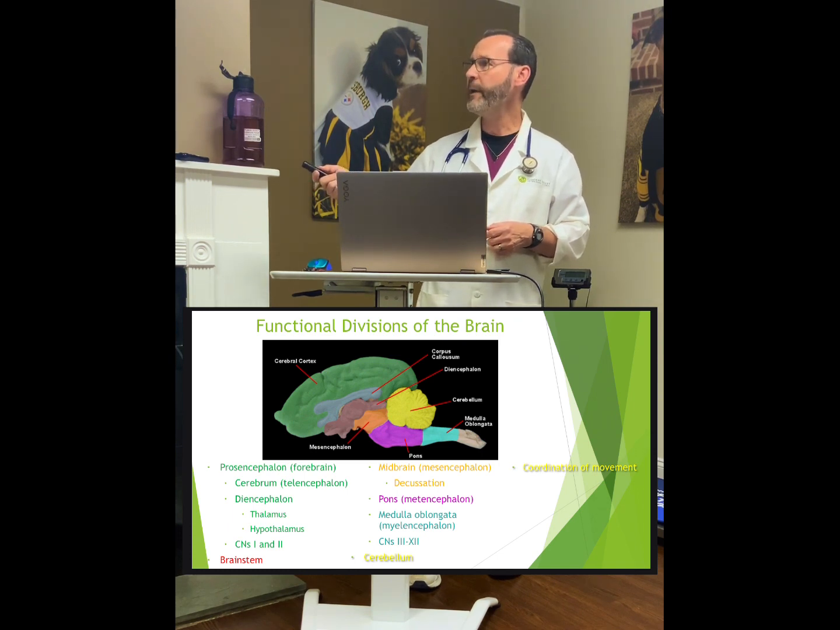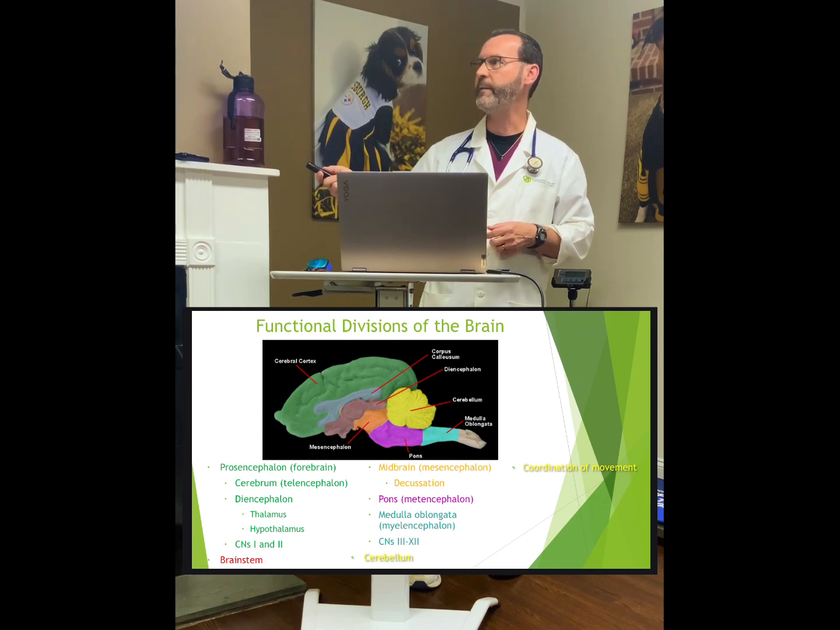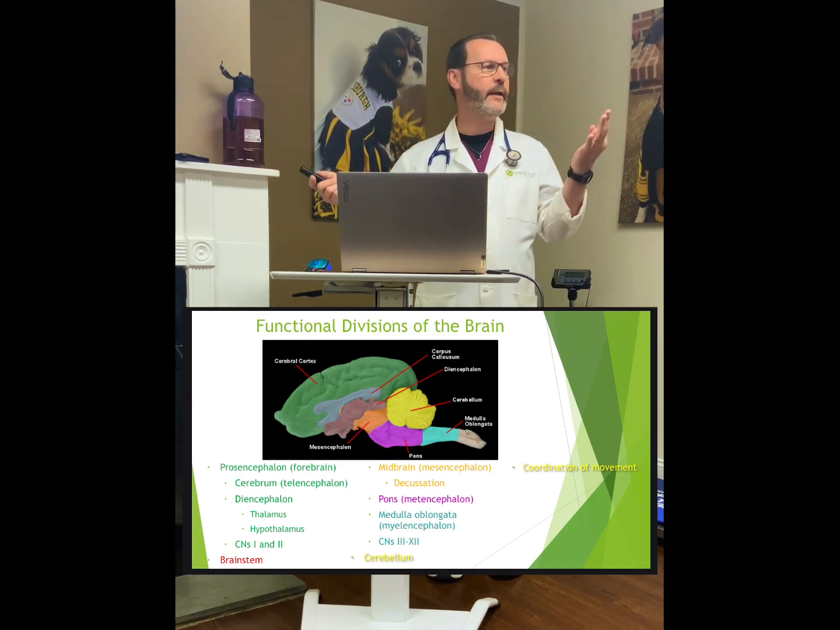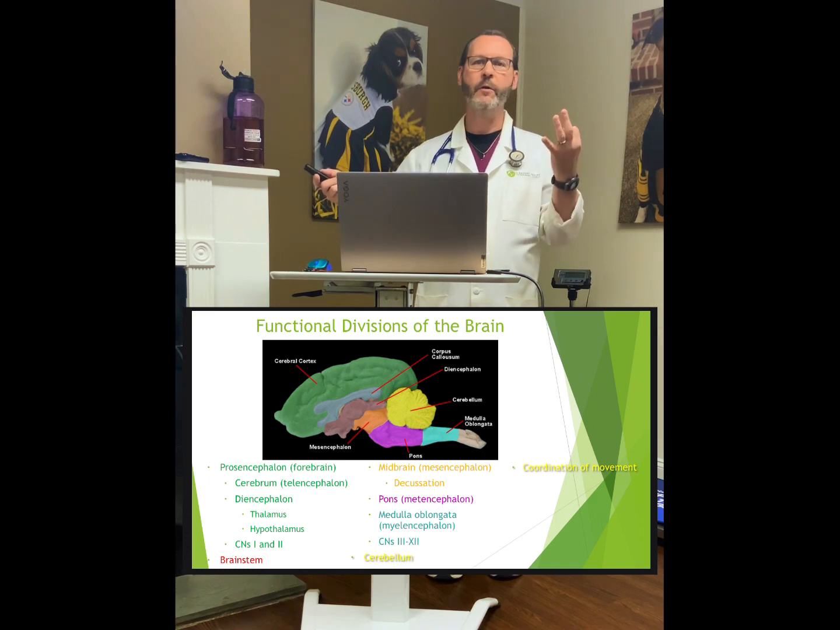Then you have this area here that's both purple and yellow. That's called the metencephalon, and that's divided further into the pons and the cerebellum. And then you have what's called the medulla oblongata, which is the myelencephalon. So there's several segments in the brain that are depicted here. But really, there's only 3 that we need to localize because they are all functionally similar.